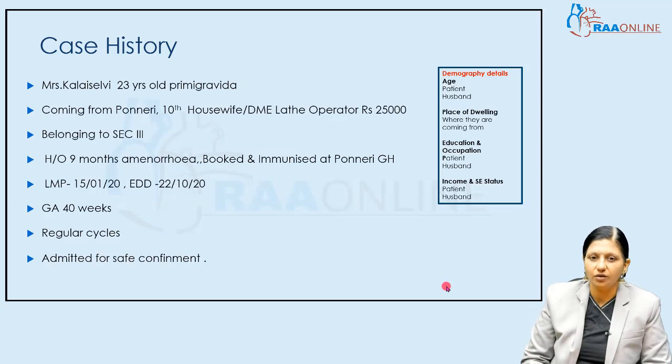Mrs. Kaleselvi, a 23-year-old primary gravida, is coming from Puneri. She studied till 10th grade, and she's a housewife, and her husband is a lathe operator earning 25,000 per month, and she belongs to socioeconomic class 3. She has a history of 9 months of amenorrhea. She is booked and immunized at the Poneri government hospital. Her last menstrual period is 15th January 2020, and her expected date of delivery, as calculated by Naegele's formula, that is 9 months and 7 days, is 22nd October 2020. She is at a gestational age of 40 weeks today. She had regular cycles and she is admitted to our hospital for safe confinement.